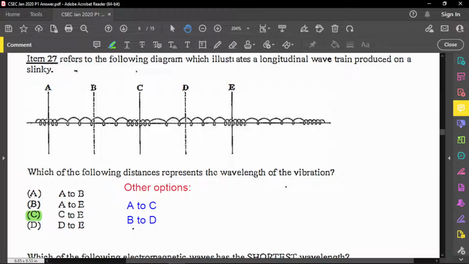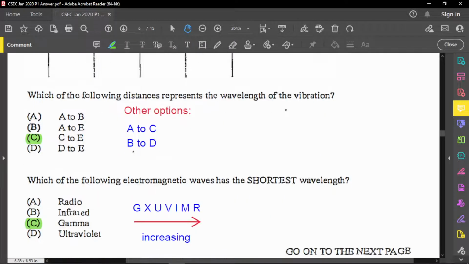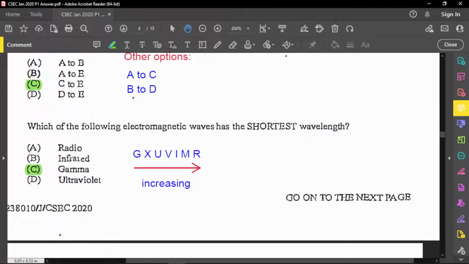Because C to E, they are consecutive points, right? And they're the same points. A to C is also a correct option as well. B to D is also another option that you could choose. All right, so once the points are equal and consecutive, then that's a wavelength. Now let's go to the next question.